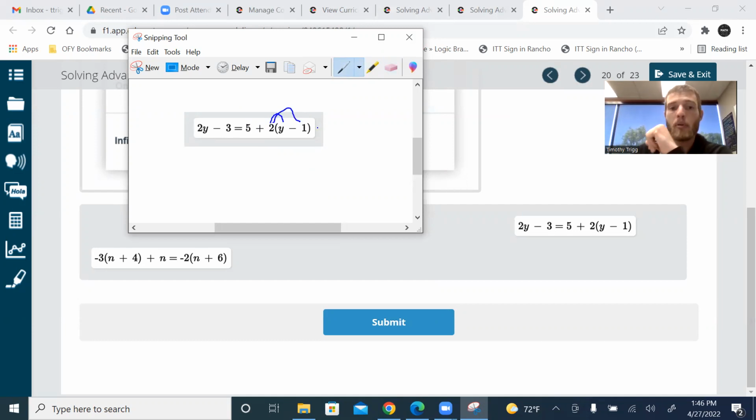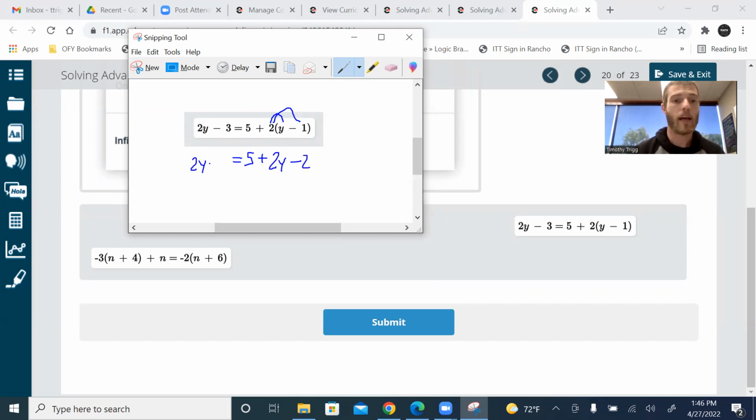Well, remember your order of operations. You want to do parentheses, exponents, multiplication and division, and then adding and subtracting. So you do multiplication and division first, then adding and subtracting. This distributing is multiplication, so we want to do that first before you add the 5. Let's go ahead and distribute this 2 here. The 5 doesn't do anything, but 2 times y is 2y. 2 times minus 1 is minus 2.